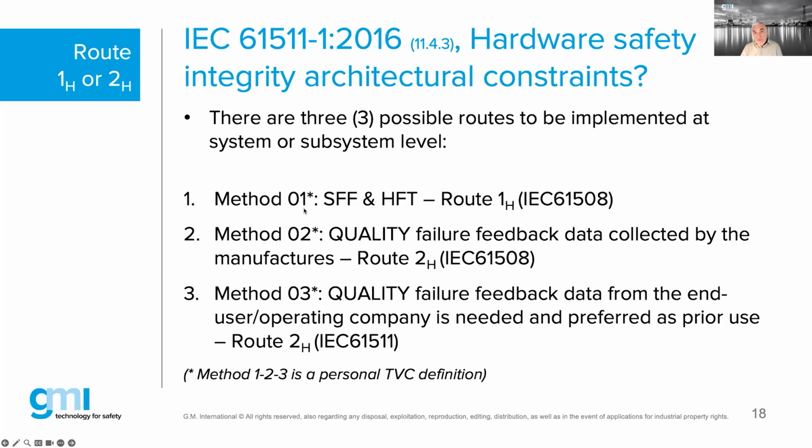Method number 1 is the first option on the slide that you will see coming after one of those slides here, which will be purely based on Route 1H from the 61508, which is based on that famous safe failure fraction. Method number 2 is quality feedback collected by the manufacturers. That means the quality data needs to be coming obviously from the end users, needs to be fed back to the manufacturers, and the manufacturers can use that, and they will call this proven in use.